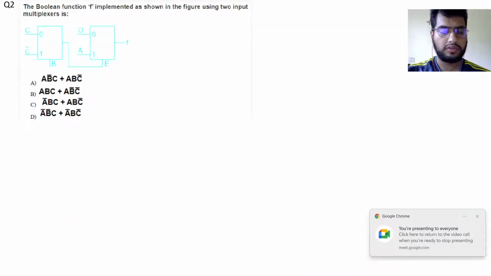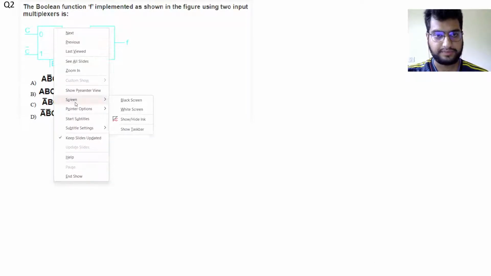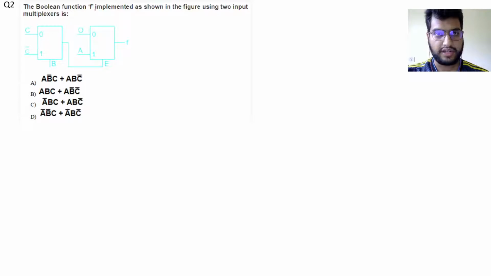Question number 2 asks about the Boolean function f implemented as shown in the figure using two-input multiplexers. Here we have a 2-to-1 multiplexer, and its output is connected to the select line of another 2-to-1 multiplexer, and we are required to find this output f.